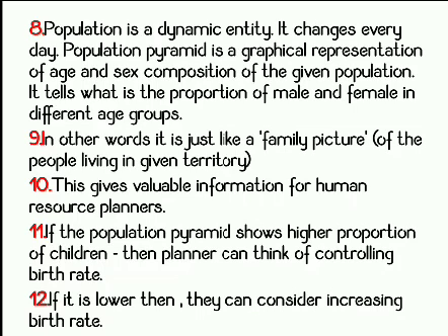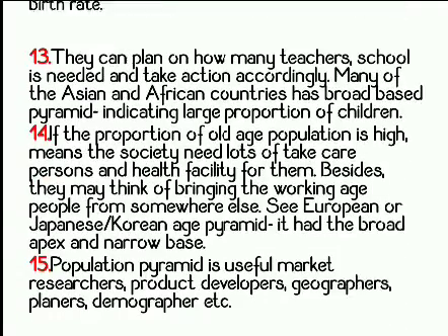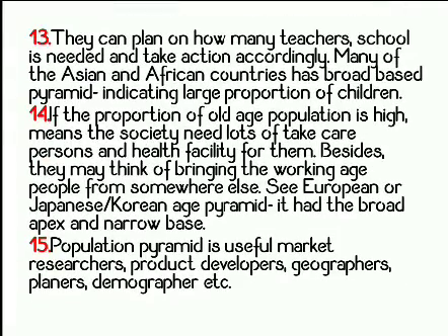If the population pyramid shows a higher proportion of children, then the planner can think of controlling the birth rate. And if it is lower, then they can consider increasing the birth rate. So according to the population pyramid, you can understand the birth rate and the death rate. If the child or infant mortality is more, then definitely they'll focus on increasing the birth rate. And if the child population is more, then they will definitely think about controlling the birth rate. So this is how the population pyramid is helpful. They can plan how many teachers and schools are needed and take action accordingly.